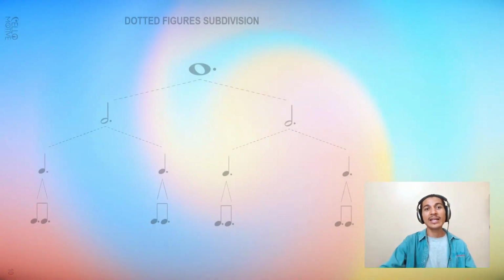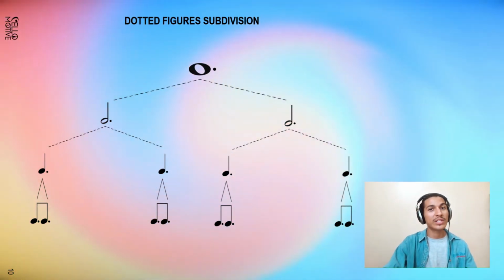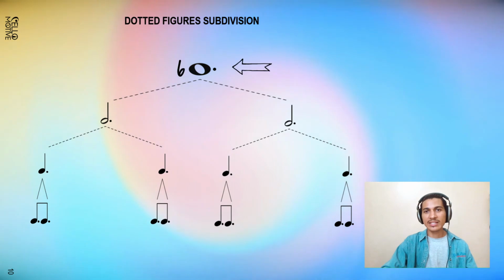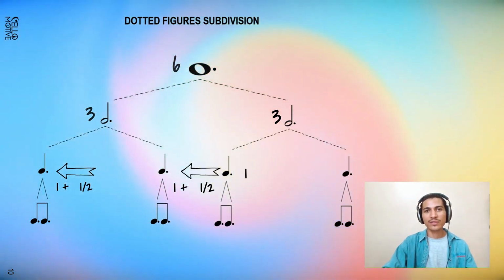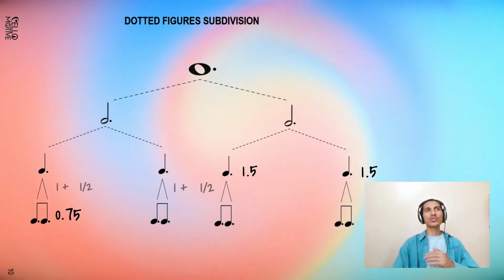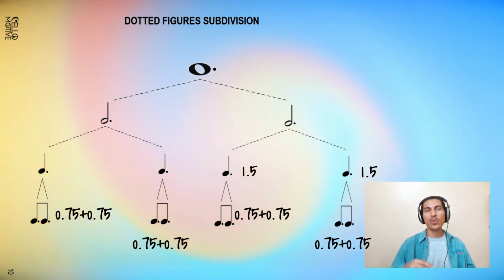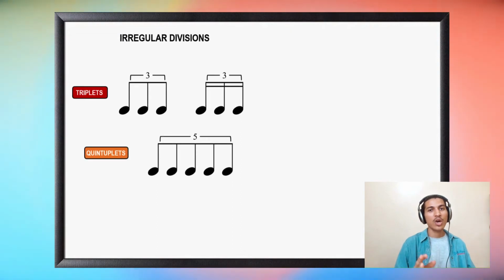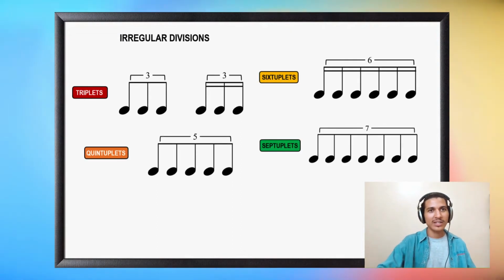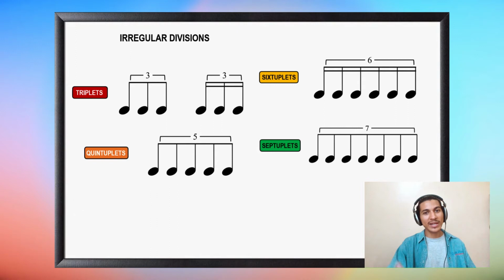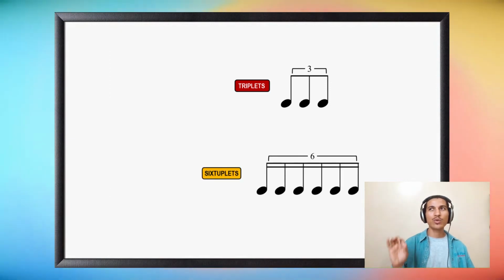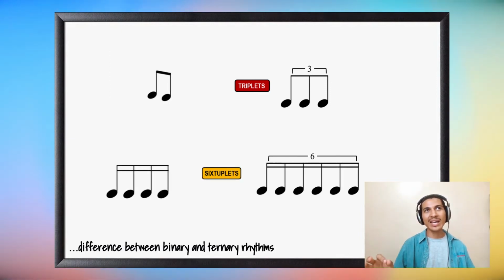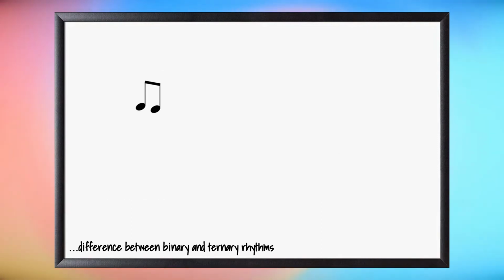That's it. The next page is the same, now with dotted notes. It's 6, 3 and 3, 1.5, 1.5, and keeps going. Also, some irregular divisions is when you do 3 notes in one beat or 5 notes in one beat. We have the triplet, the quintuplet, the sextuplets, and septuplets. The most common are triplets and sextuplets. Let me show you that difference between binary and ternary rhythms.